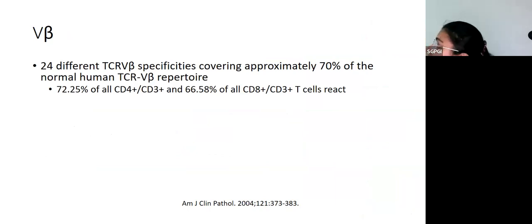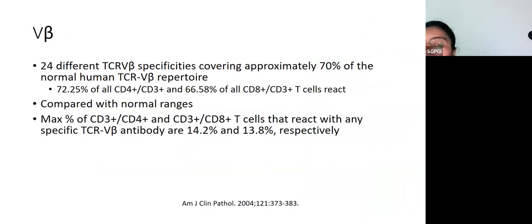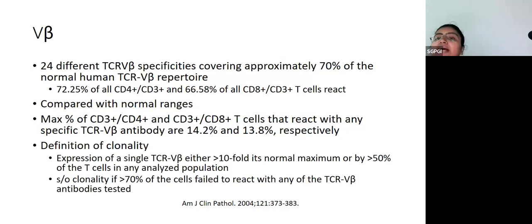So the percentage is slightly higher for the CD4 positive cells versus the CD8 positive cells. And this has to be compared with the normal ranges, which are given in the kit insert. The maximum percentage of any of the V beta regions is 14.2% for helper T cells and 13.8% for cytotoxic T cells. The definition of clonality is if you have a single TCR V beta that is more than 10-fold its normal maximum, or as a percentage constitutes 50% of the T cells in any analyzed population, it is abnormal.